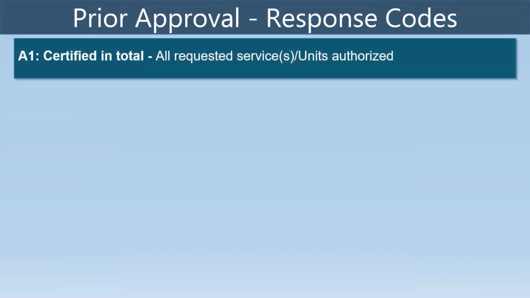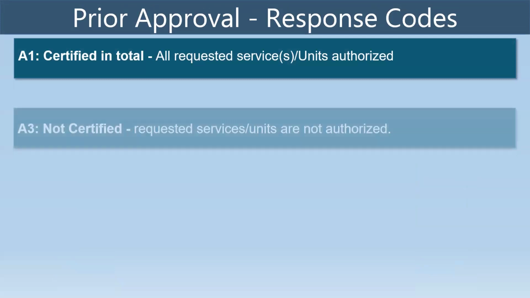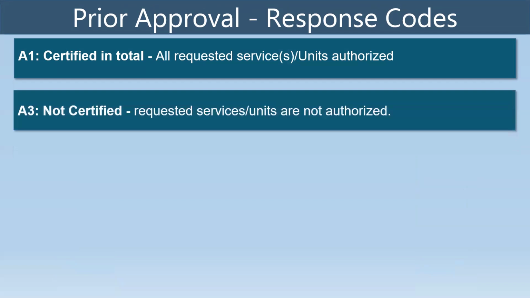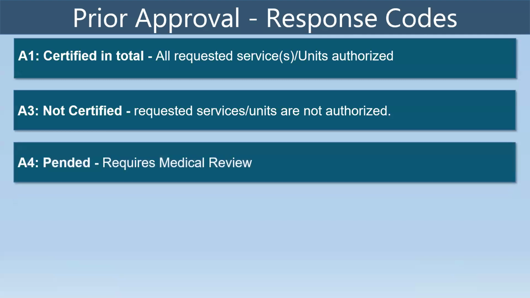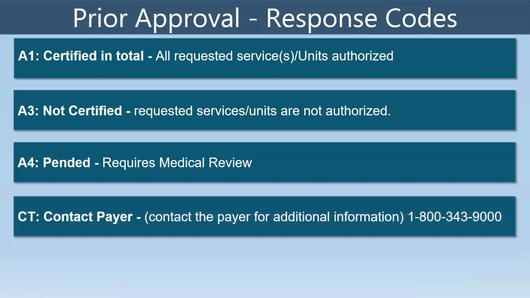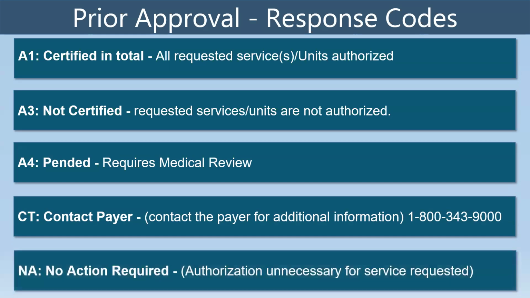Examples of prior approval response action codes. A1. Certified in total, all requested services units are authorized. A3. Not certified, requested services/units are not authorized. A4. Pended, requires medical review. CT, contact payer at 800-343-9000 for additional information. NA, no action required. Authorization unnecessary for service requested.